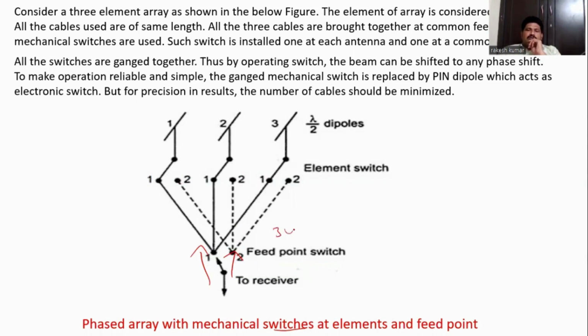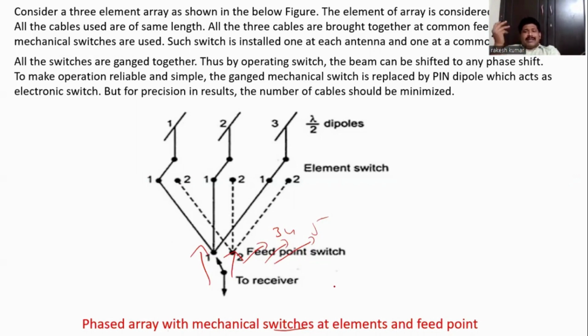If I connect to the other feed points, 3 or 4, whichever my switch is connected to, depending upon your requirement, it keeps on generating the signals from the angle 0 to 180 degrees. This type of arrangement we call a phased array with mechanical switches. Here, continuous switching from one circuit to another circuit with different phase shifts takes place.